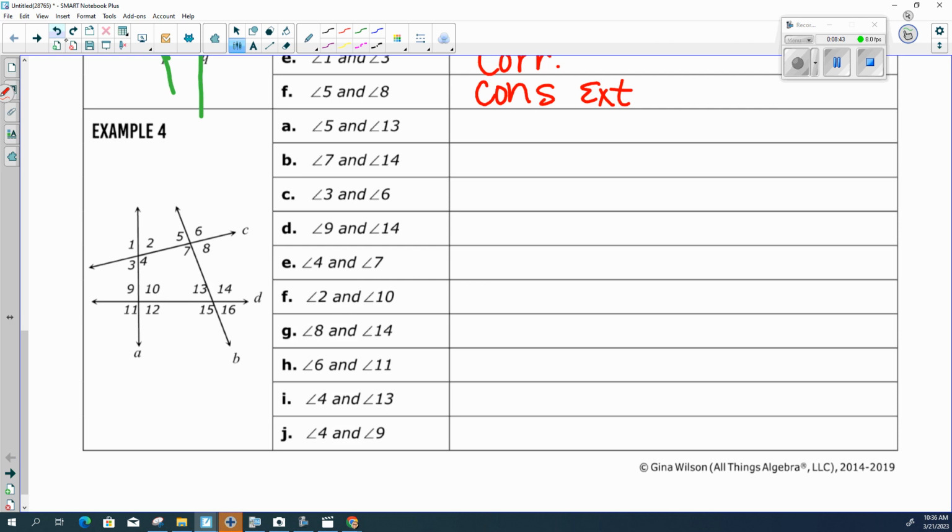Okay, so when I go to do this, I'm looking at angle 5 and 13. I take a note card or another piece of paper, and I cover this part up. I'm just looking at transversal B. Ooh. Are they on the same side of the transversal? Yes. Are they in the same position? Yes. Angle 7 and 14.